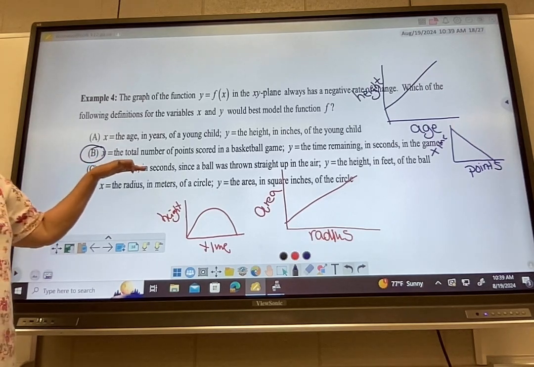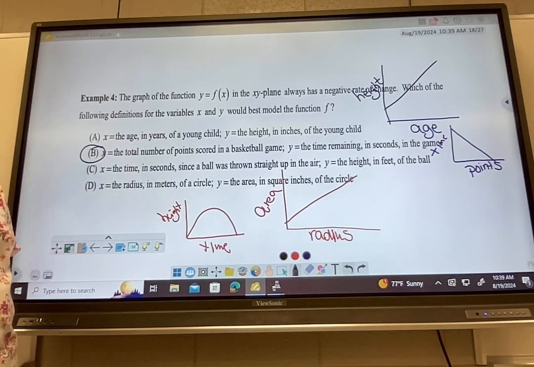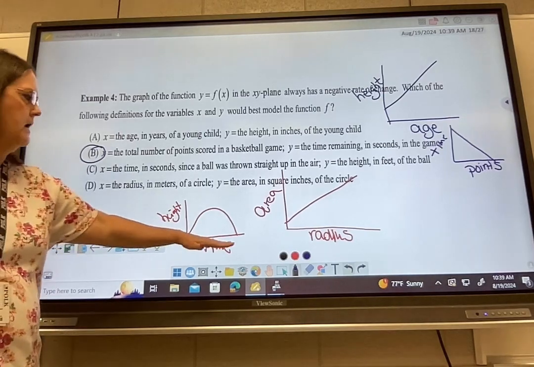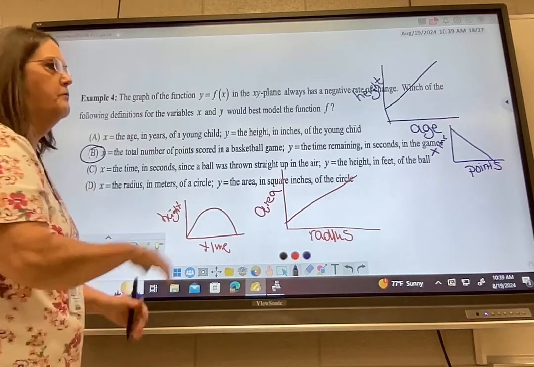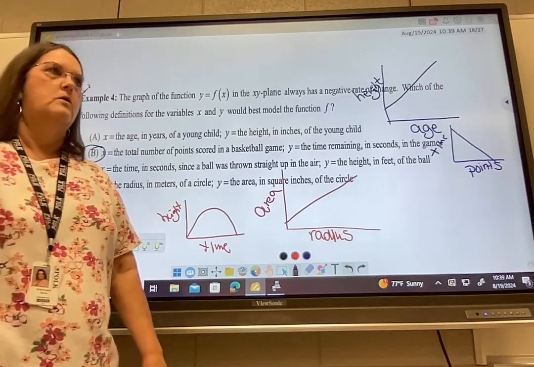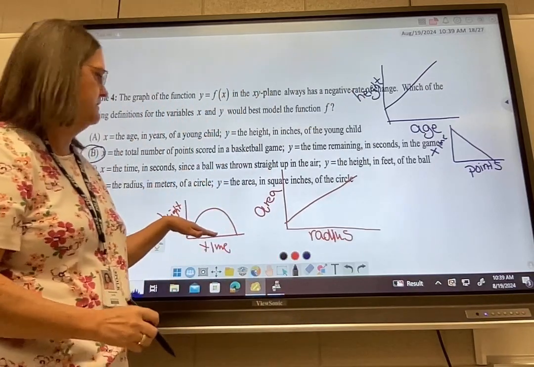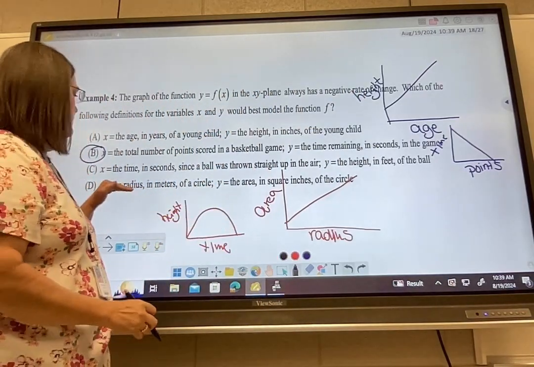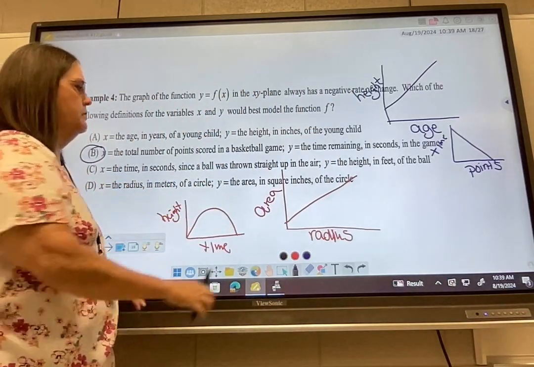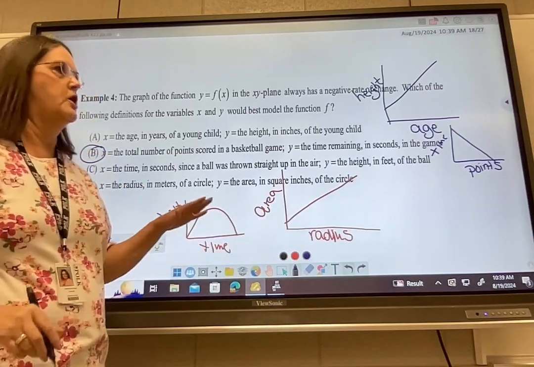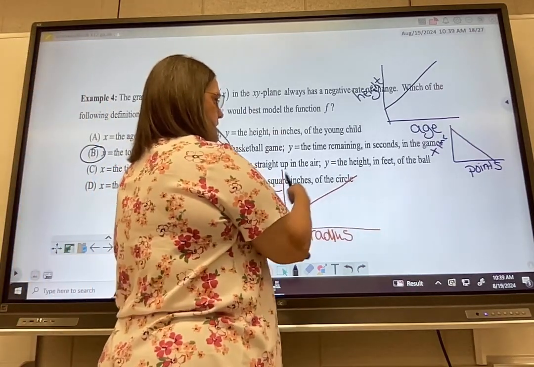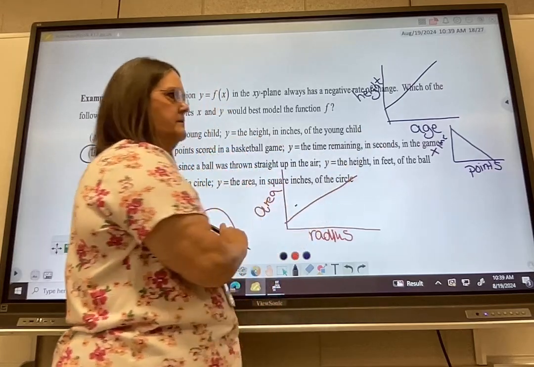Letter C says the time in seconds since a ball was thrown up in the air versus the height in feet of the ball. So here's the time. Here's the ball. If you throw a ball, you know that a ball goes up and goes down as time progresses. So that one's a quadratic function. And the radius in meters of a circle versus the area. The bigger the radius is, the bigger the area. So that one's positive.